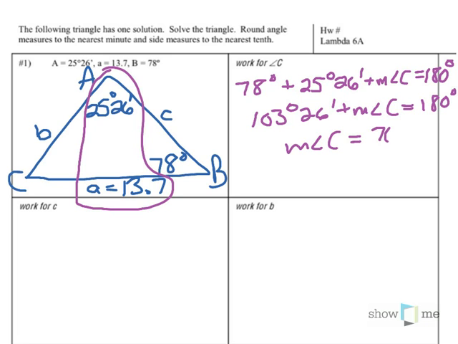is 76 degrees, 34 minutes. You could put that in your picture. So we got angle C. If you add up all the angles, you should get 180. And if you do that, you will find that you get 180.